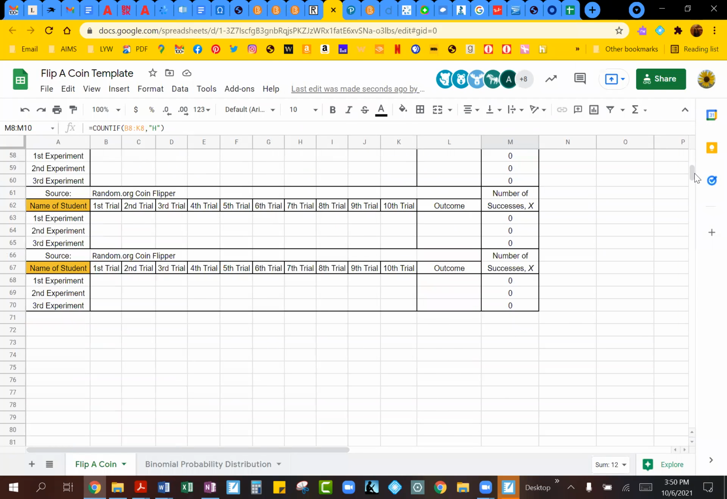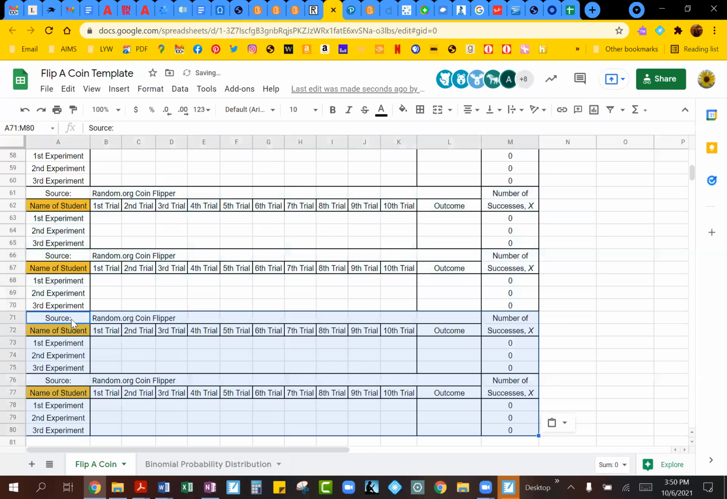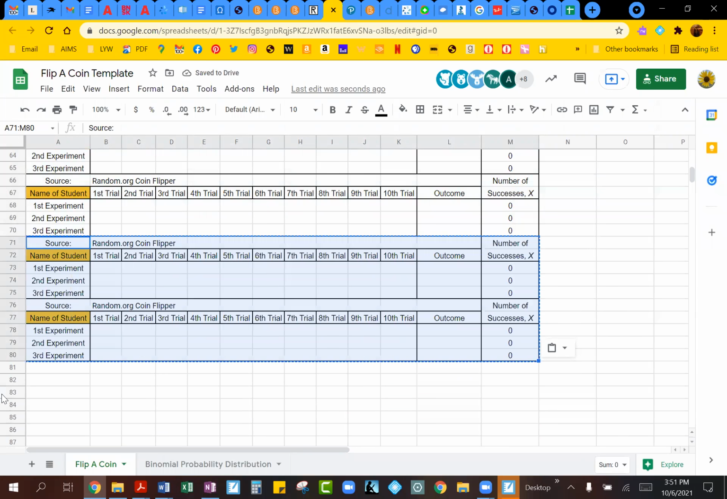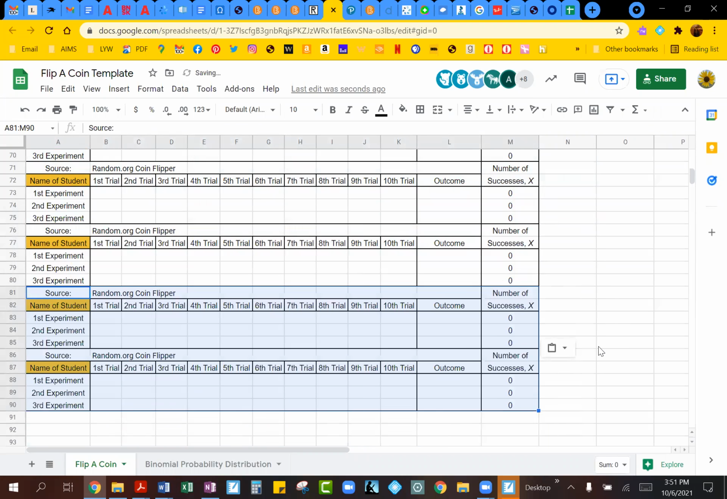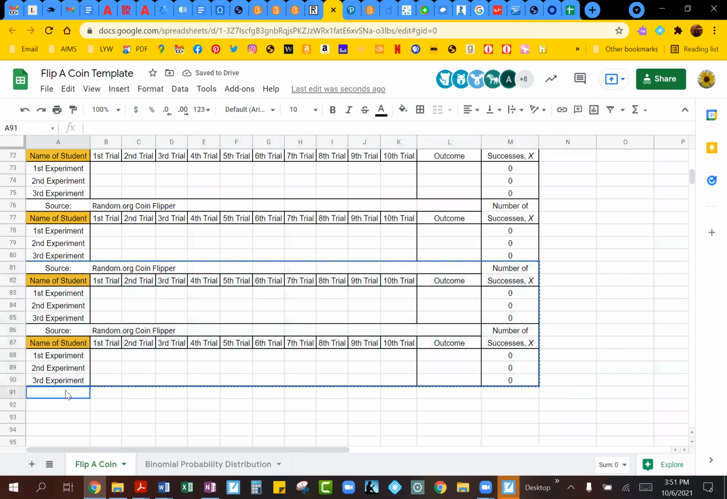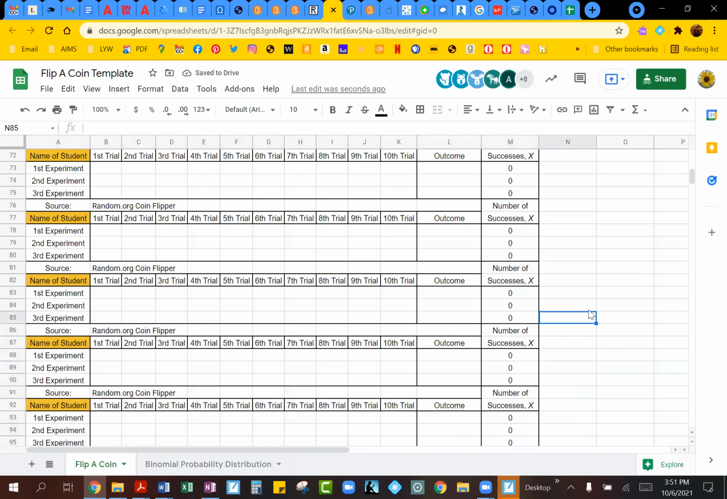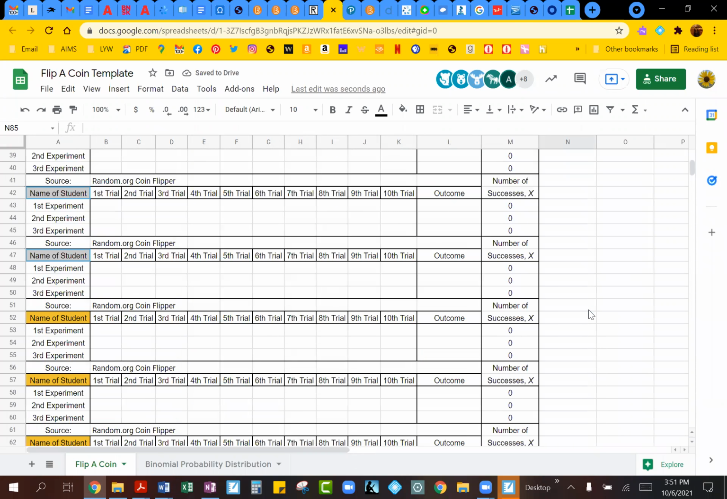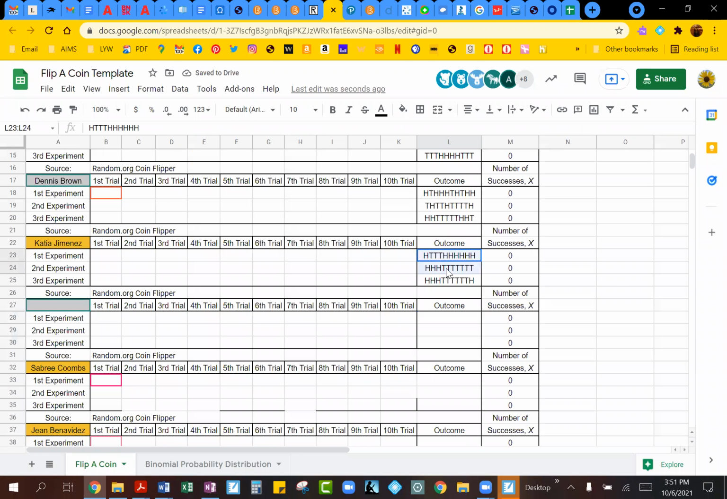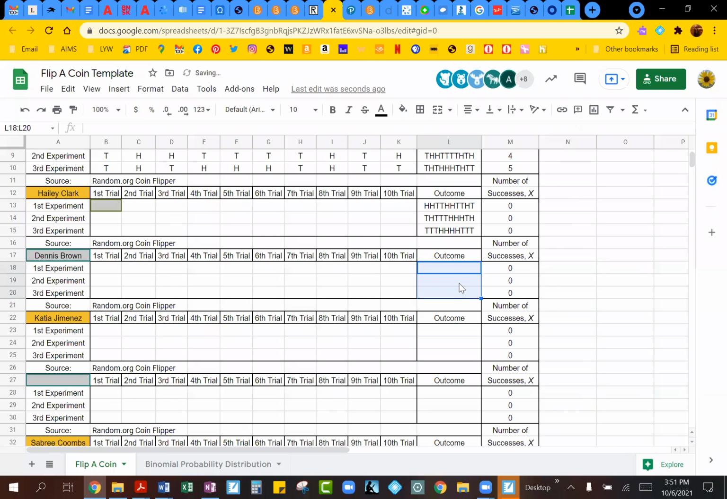And hopefully there are enough spaces for all of you, but I can go ahead and add a couple more rows just to make sure everybody has a space. So just pick one of those boxes, put your name in it, and use the coin flipper to get at least the first 10. And if we have time, we can do the others. But for now, just do the first 10 coin flips. Record how many heads and tails you have.